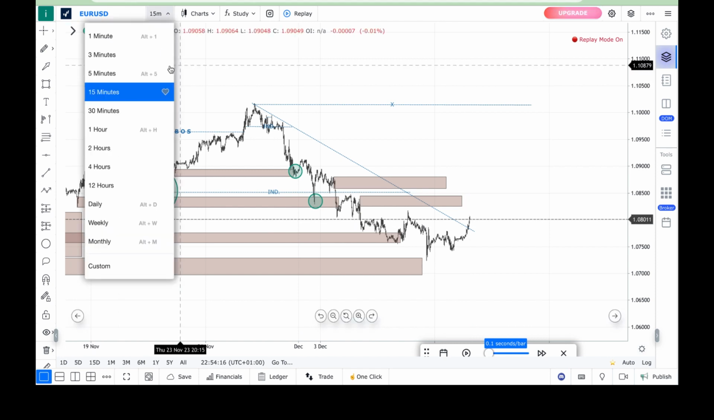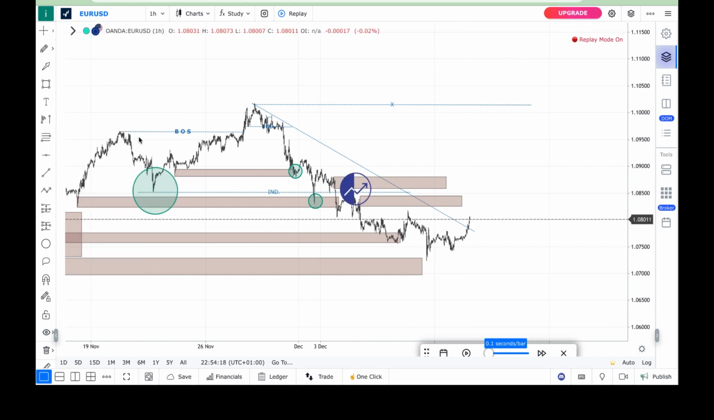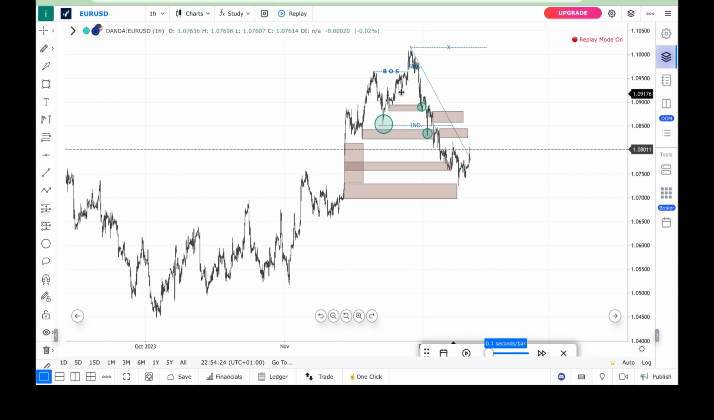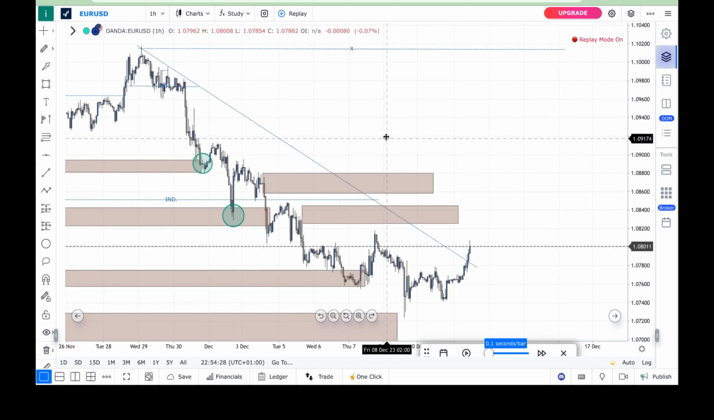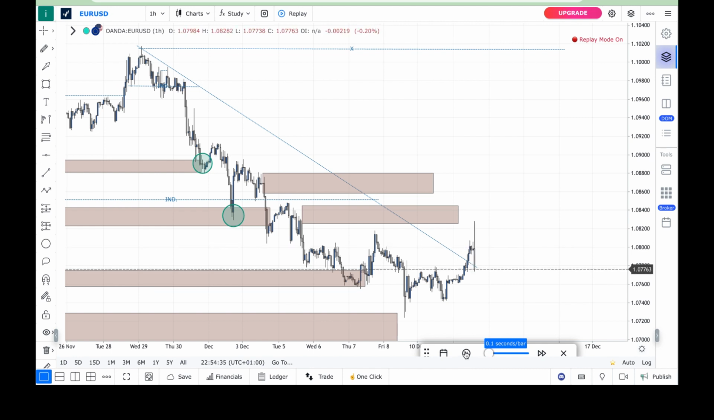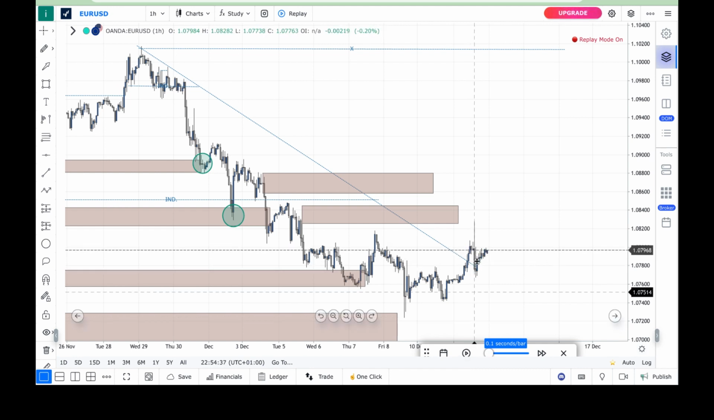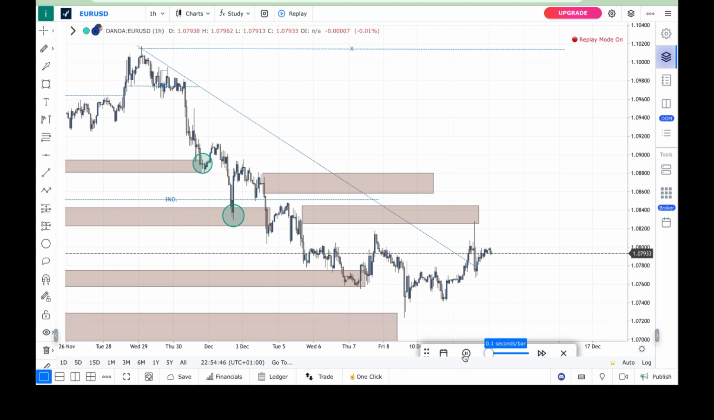Let me switch to 1 hour so it can be a bit faster. And also don't forget, some already set limits, just like I said, here, here, here. So let's see what happens to them. The market tapped, gave them a reaction, and they will be happy that the whole market respects this order block. So let's see what happens.